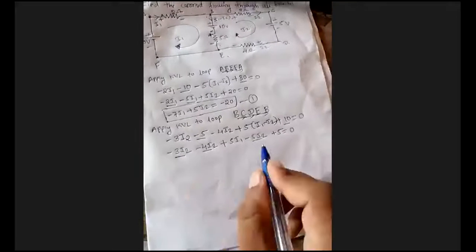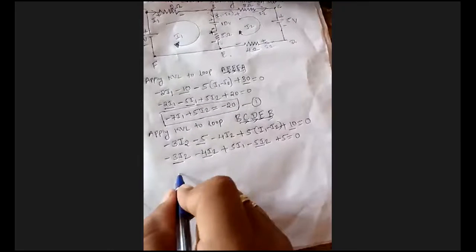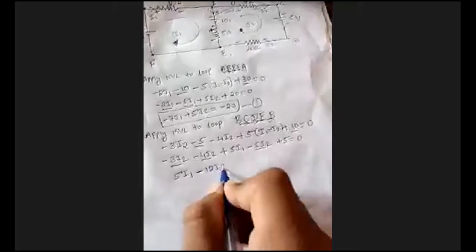Here the I2 term is 3 I2, and only one I1 term is there. I will write this one as 5 I1. Here, minus 3, minus 4, minus 5, that is minus 12 I2. When I send this one to the RHS side, minus 5. So 5 I1 minus 12 I2 equal to minus 5. This is equation number 2.